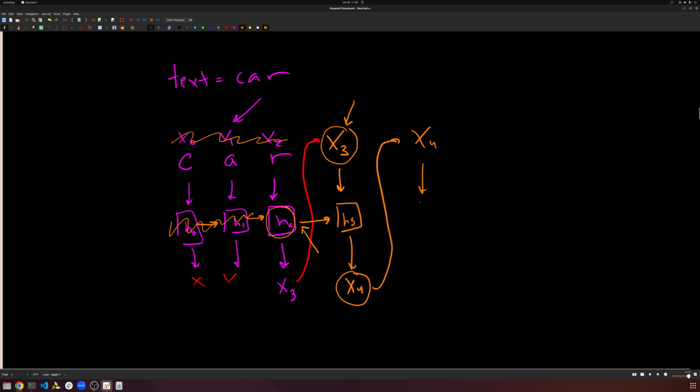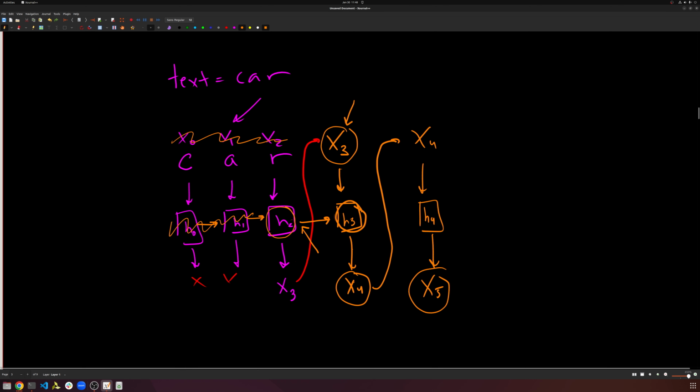X4 will go to make a new hidden state, which will be H4 in this case. And we want to predict X5 now. So in this case, all we need to predict X5 is H3, which encodes the history, and X4, the new input. We no longer care about X3 anymore. And we just rinse and repeat this operation over and over again.